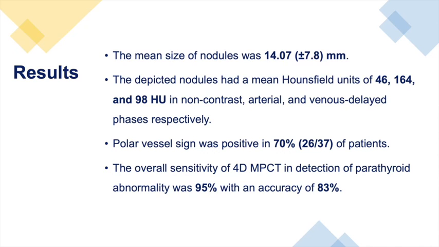Depicted nodules had a mean Hounsfield unit of 46, 164 and 98 in non-contrast, arterial and venous phases respectively. The polar vessel sign was positive in 70% of patients. We found that the overall sensitivity of 4D multiphasic CT in detection of parathyroid abnormality was 95%.